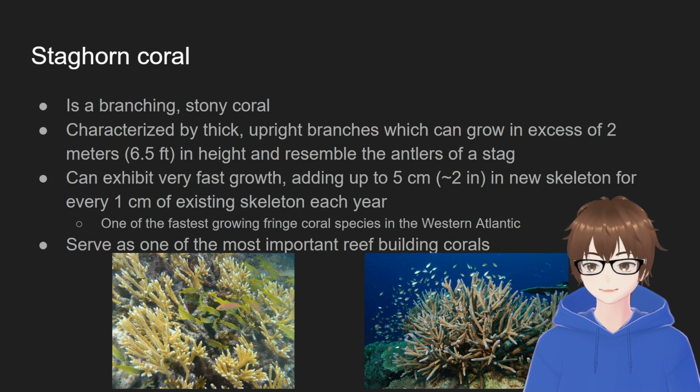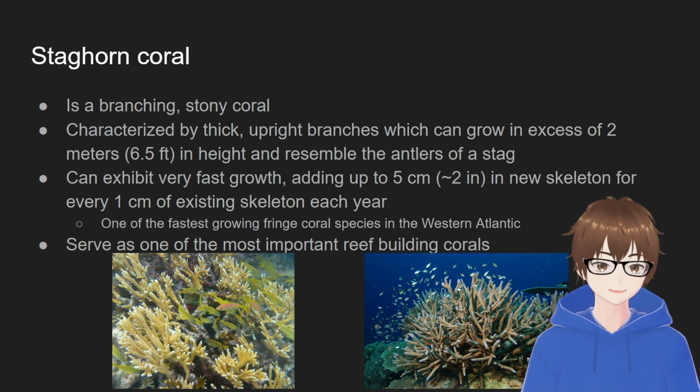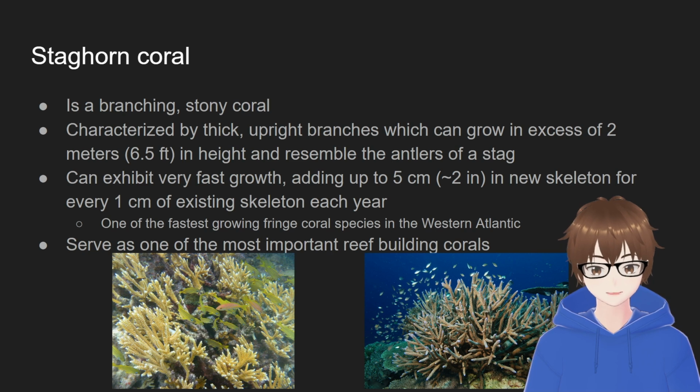Then we also have the staghorn coral. It looks like horns, as you can see here. I have two different pictures of them that are slightly different. They're characterized by thick, upright branches, which can grow in excess of 2 meters or 6.5 feet in height and resemble the antlers of a stag. They can exhibit very fast growth, adding up to 5 centimeters or 2 inches in new skeleton for every 1 centimeter of skeleton each year. They are one of the fastest growing fringe coral species in the Western Atlantic, and they serve as one of the most important reef building corals because they are the fastest growing.